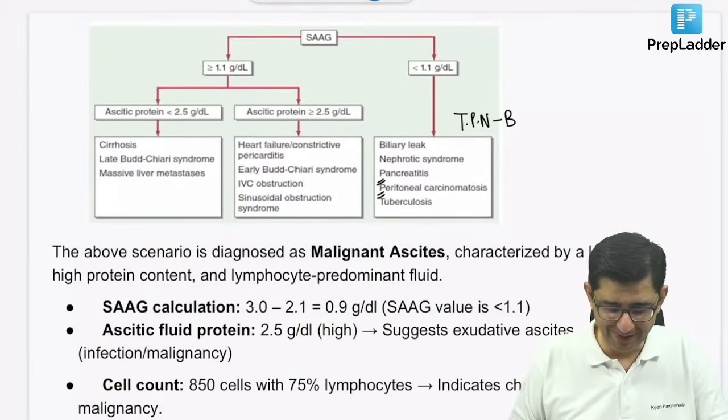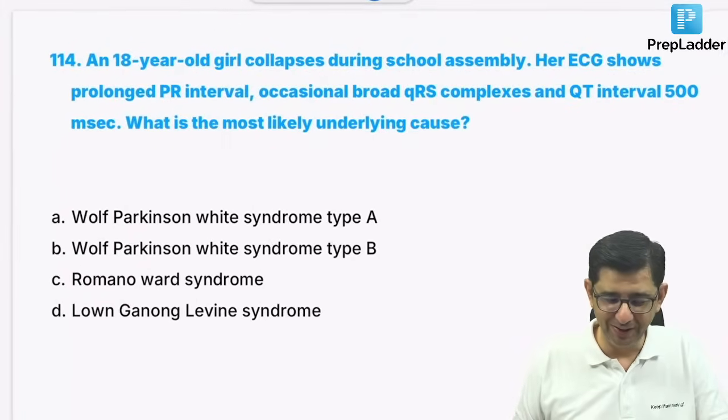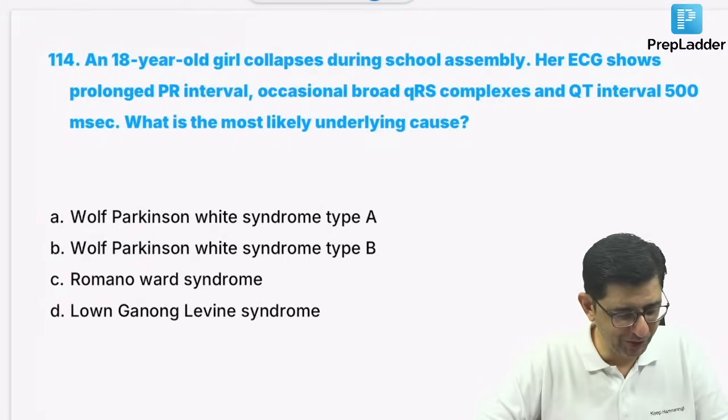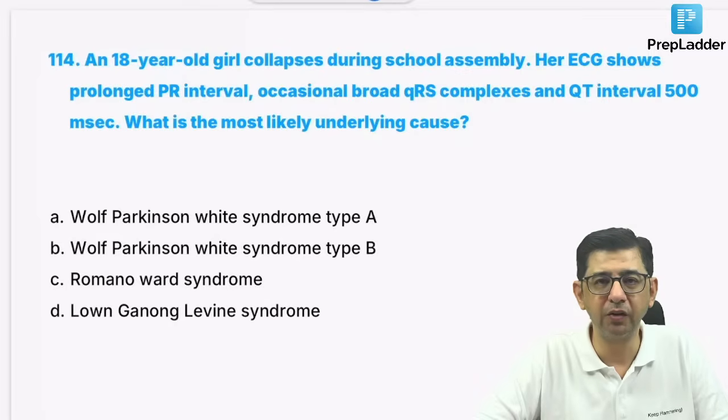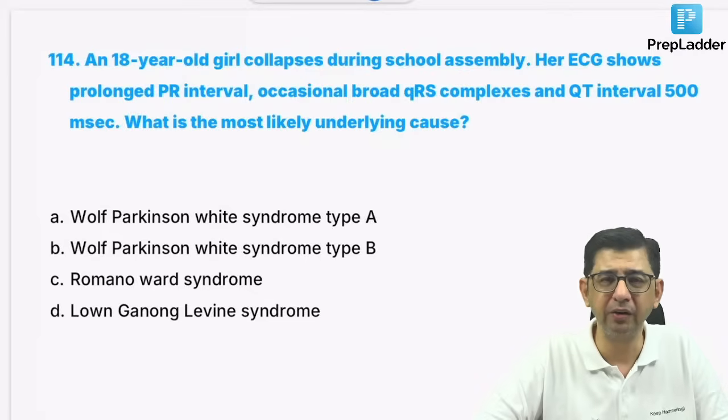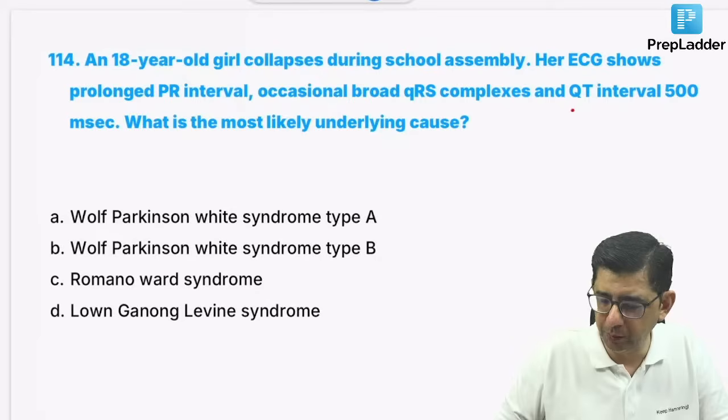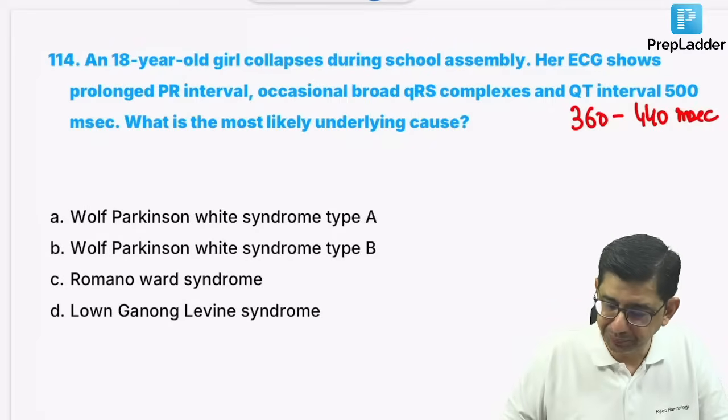And yes, guys, let's focus on the job at hand. We have this young girl. Thank you, Daisar. We have an 18-year-old girl. She collapses during a school assembly. The ECG shows a prolonged PR interval and broad QRS complexes with a QT of 500 milliseconds. That's a cause of concern because normally the QT interval would be in the range of about 360 to 440 milliseconds. So we are having a QT prolongation in this case.